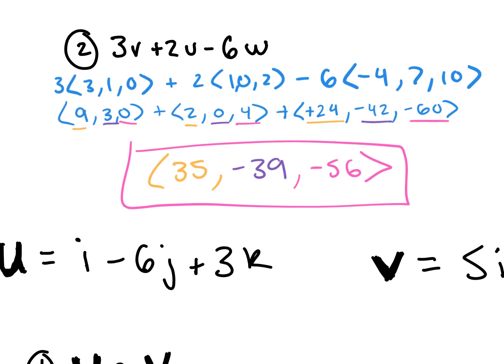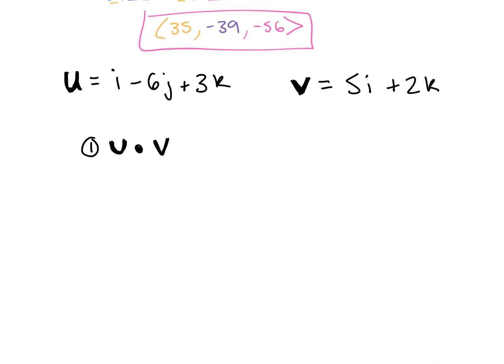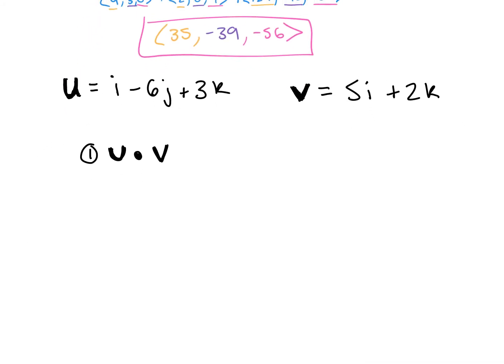All right, we have one more. So here I have to find the dot product of u and v. So it's written in not component form. So how do I put this in component form? 1, negative 6, 3. And what would v be in component form? I is your first one, j is the second, k is the third. The coefficients, that's it.